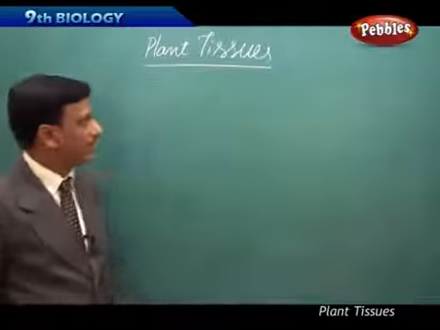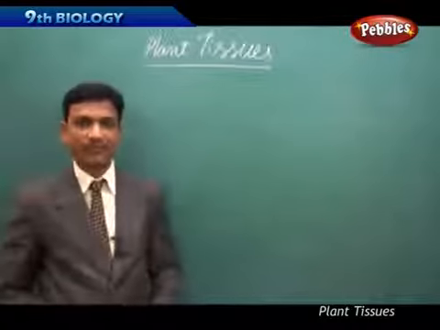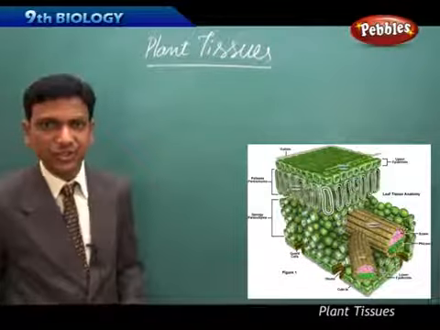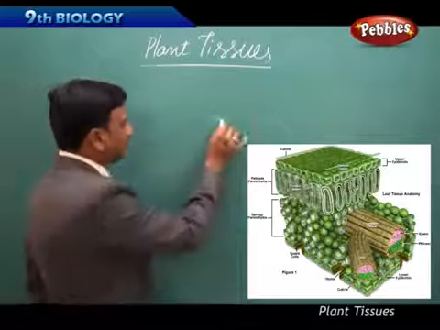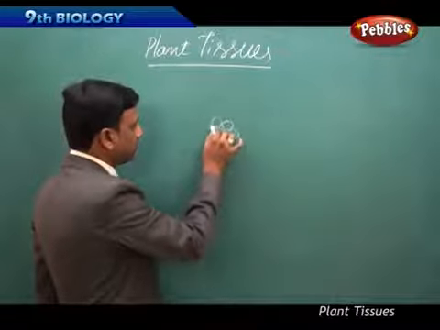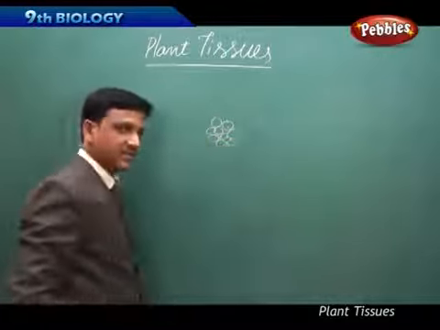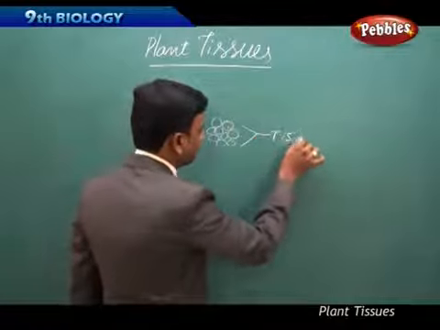Okay, now we are going to the chapter plant tissues. What is a tissue? Tissue is nothing but a group of cells. So a group of cells is called a tissue. Here are the group of cells. We call this group of cells as tissue.